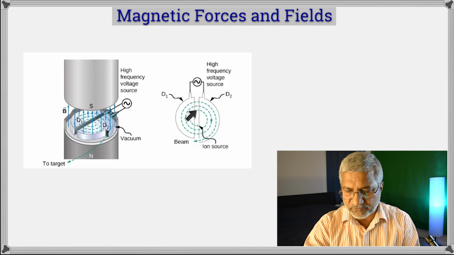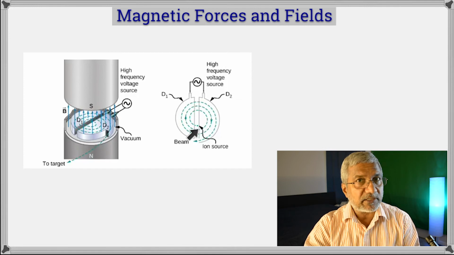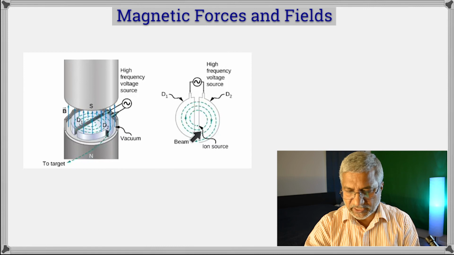But this time it's moving faster. So it'll go over a bigger radius, see that? But the timing is such that, remember, the time does not depend on the velocity. So once again, when it reaches the gap, now D1 has become negative. So now it's moving faster. So the radius is even bigger.